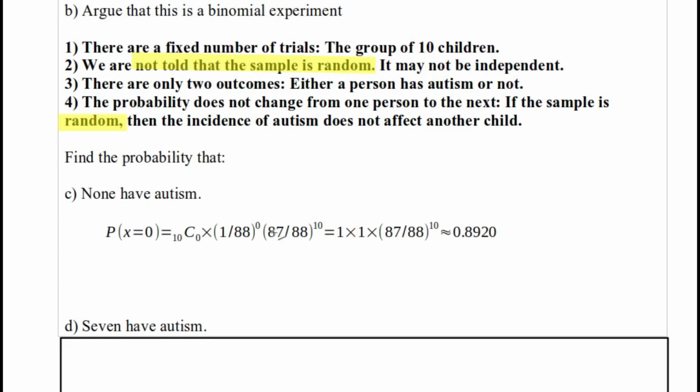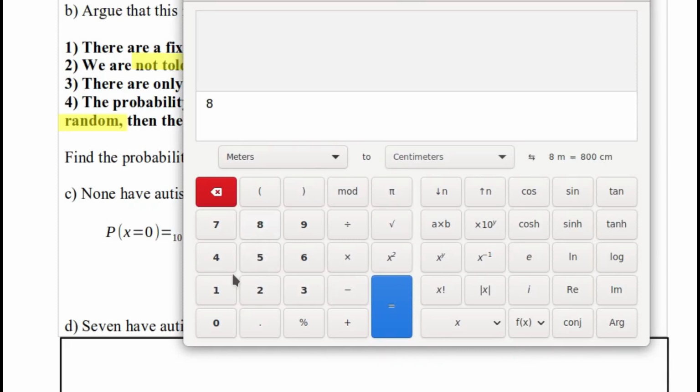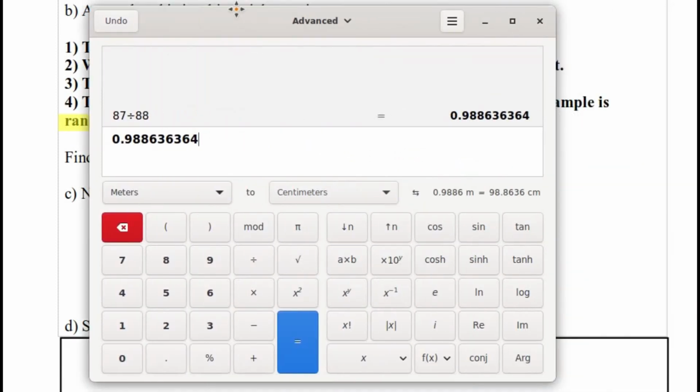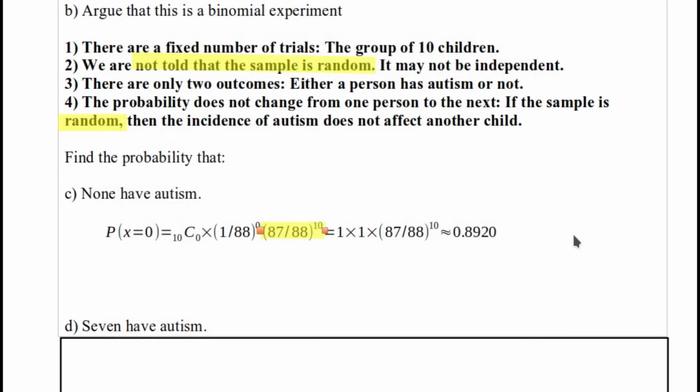So the last step, the complement: the 87 out of 88 children in this population who do not have autism, raised to the 10th power. If you do that in a calculator, you can see that you get approximately 89.2%. So let's pull up a calculator and enter this value. 87 divided by 88, press enter so that it computes that value. Let's then raise it to the 10th power and press enter. And certainly we've found that probability.